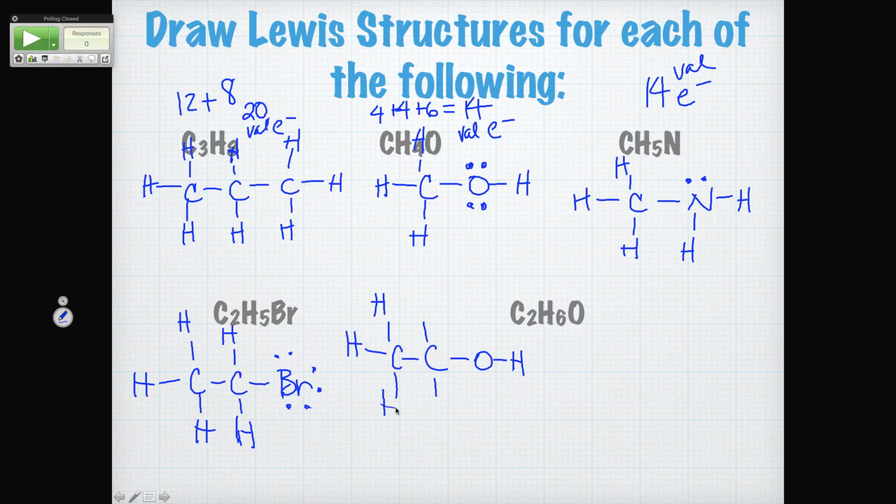Okay. Did anybody come up with a different one? Could you put the O in the middle? Yes, you can put the O in the middle. So you would go C, O, C, and then each carbon gets 3 hydrogens. Do you see that this fits the formula just like that other one does? And both of these things exist.